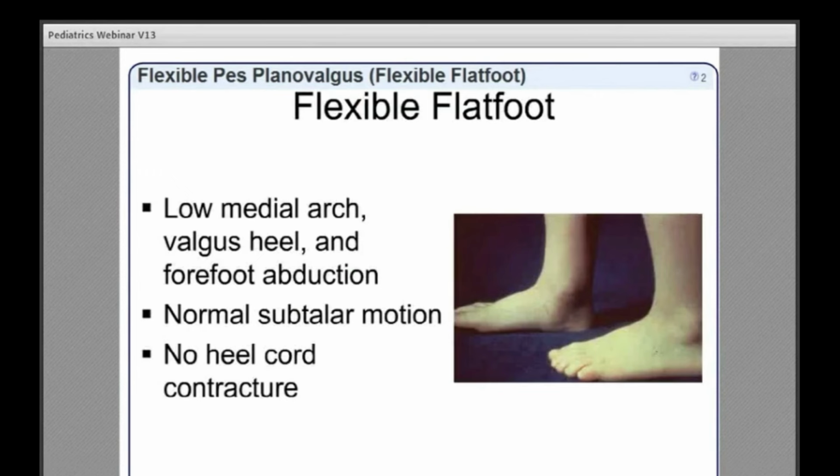So a flexible flat foot is characterized by a low medial arch, a valgus heel with forefoot abduction. There is normal subtalar motion in most of these children. If there is not normal subtalar motion, then you have to look for an underlying etiology like tarsal coalition or some other process that is irritating the subtalar joint or limiting subtalar motion. And typically these children don't have heel cord contracture, but occasionally they can if they are symptomatic, but in flexible flat foot, usually not.